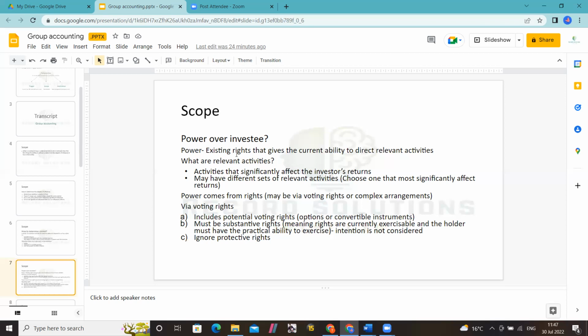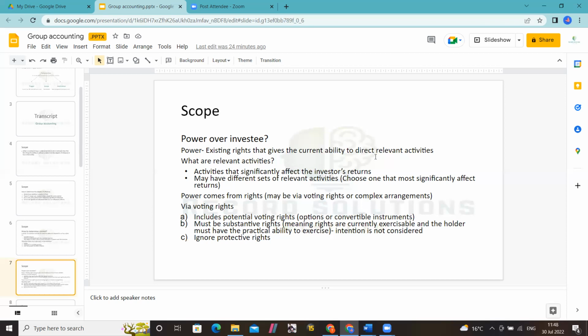So power is having the existing right that gives the current ability to direct relevant activities. And if they direct relevant activities, then they have power over the investee, right? So they have power over the investee if they direct these relevant activities. So you're going to have these relevant activities, and now with power, it may come from two ways.